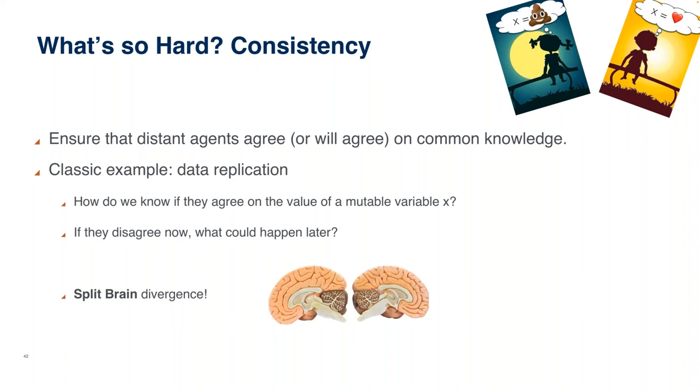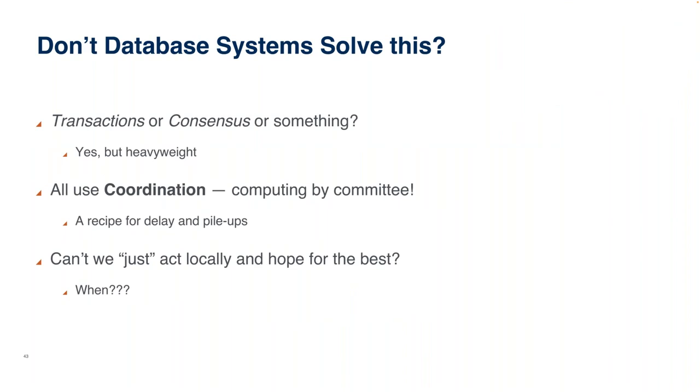Now you may know that database systems are supposed to solve this, and they use techniques like transactions and consensus. You may have heard of these things. It's kind of hardcore data systems back-end stuff. And that's true. These things do solve the problem, but they're very heavyweight. They use a technique called coordination, which is a way of getting a whole bunch of computers to talk to each other and agree on something. So you can think of it as like computing by committee.